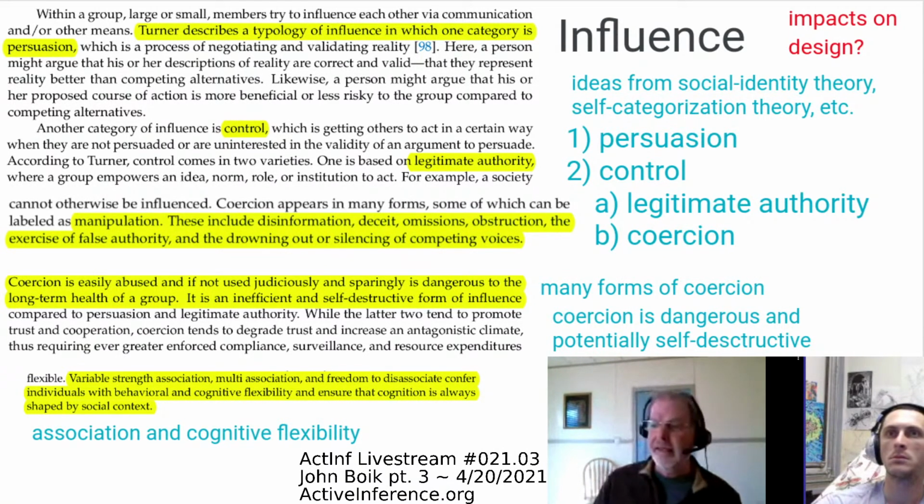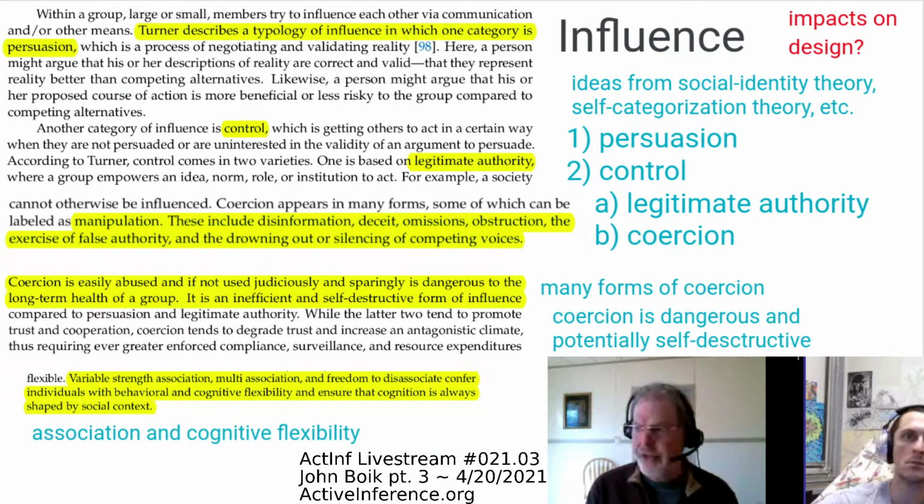So what are the impacts of this on design? Like how might we change a design, or what kind of design elements might we incorporate into new societal systems if this was our concern? If we wanted to encourage persuasion and legitimate authority, the question I'm asking in this paper is, how could this impact design? And you can think of a few things off the top of your head. For example, transparency would help this process. Coercion is very difficult to achieve if there's high transparency. If there's quality information flowing, then coercion is more difficult to achieve.